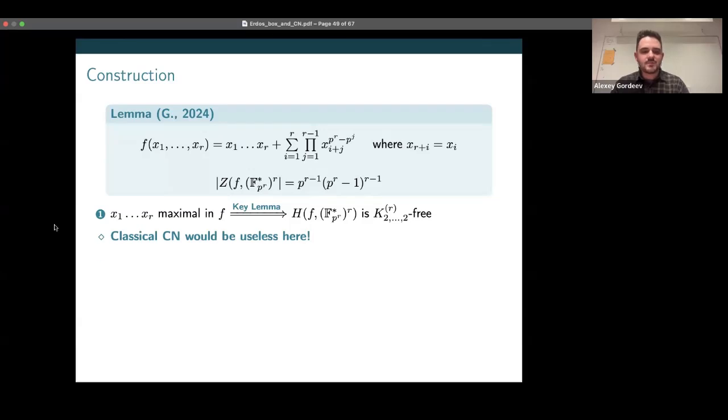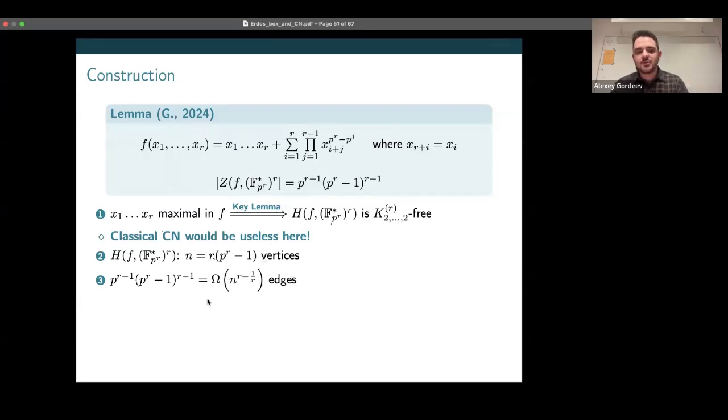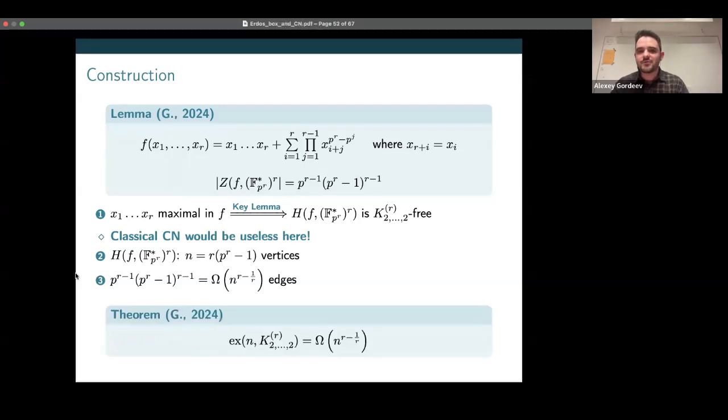Okay, but now to get the bound, which I promised, we just need to count vertices and edges. So here we have r times p to the r minus 1 vertices, and we have this many edges, which, if you restate it in terms of n, is basically n to the (r minus 1) over r, with some constant which depends on r. But since r is fixed, we can hide it under omega. So that's how we prove the construction. Since you can do this for any prime number p, you really have a series of hypergraphs which have these many edges which don't contain an Erdős box as a subgraph.